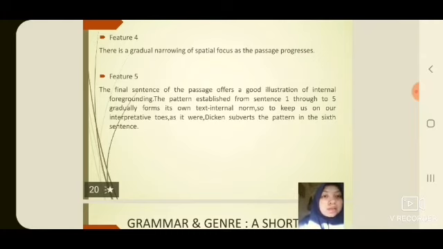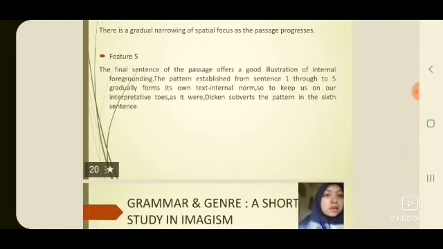The last feature, feature 5. The final sentence of the passage offers a good illustration of internal foregrounding. The pattern established from sentence 1 through to 5 gradually forms its own text-internal norm, so to keep us on our interpretative toes, as it were, Dickens subverts the pattern in the sixth sentence. By showing how a pattern initially built through parallelism and repetition can ultimately be turned on its head, this fifth stylistic feature illustrates well the fluid and dynamic properties of foregrounding.